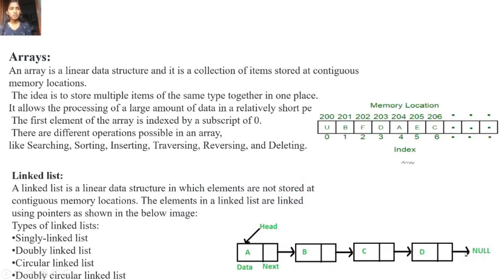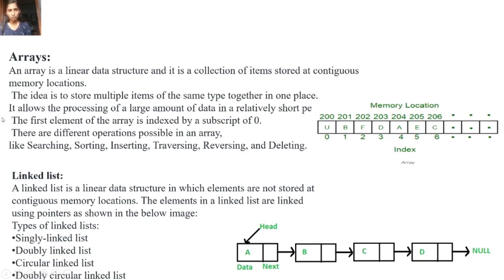First, we'll discuss about an array. An array is a linear data structure and it is a collection of items stored at a contiguous memory location. You can see the image. This is how we declare an array. This 0, 1, 2, 3, this is what we call indexes. These are the memory locations.